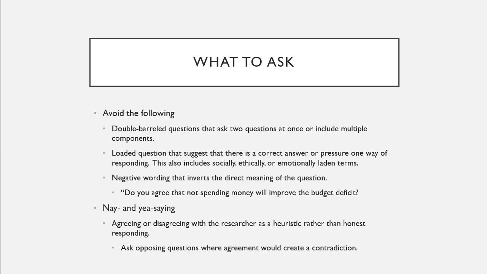We also want to avoid some very common pitfalls in writing questions. One of them is a double-barreled question, which is asking two questions in one or that include multiple components. So if you ask a question like, do you think that we should eliminate parking on campus for freshmen and create different lots for upperclassmen? Okay. Those are all reasonable things to ask, but not at the same time because you've asked two questions at once. One person cannot say yes to one and no to the other because you've created a double-barreled question.